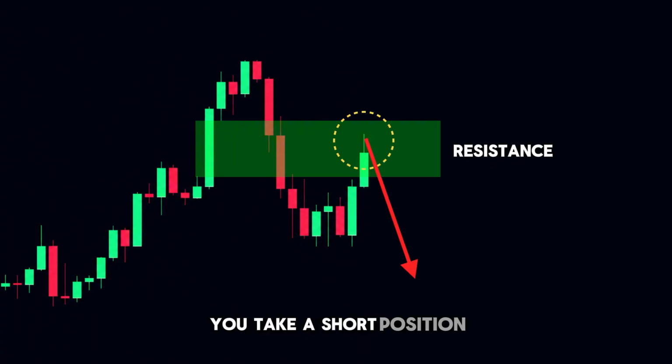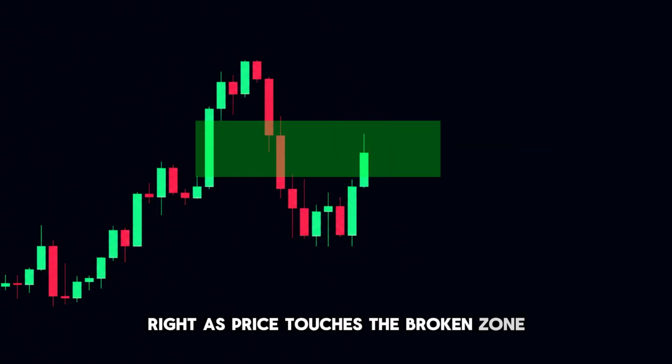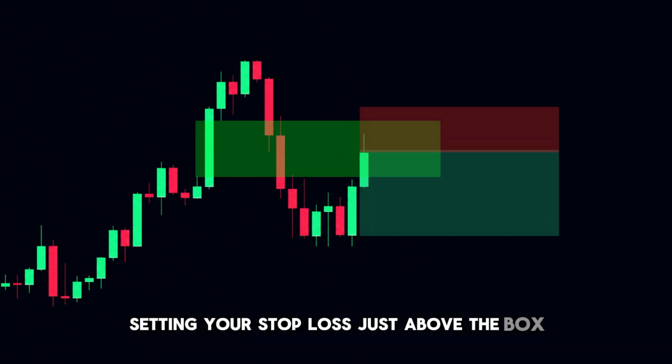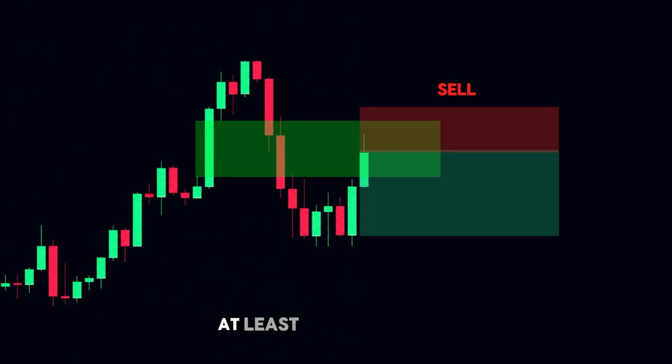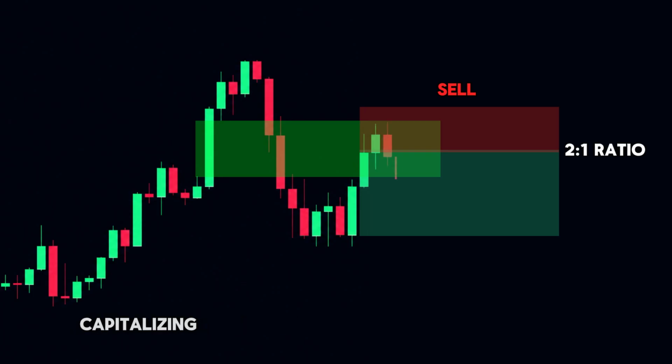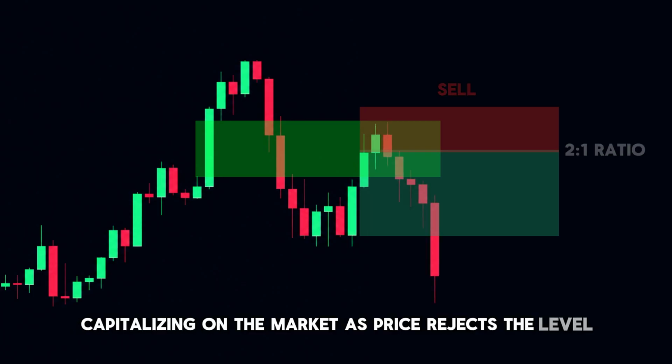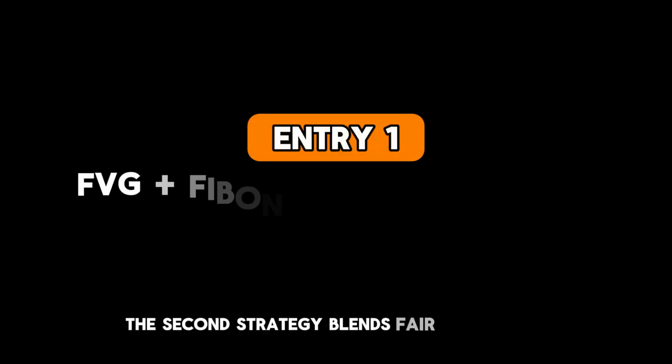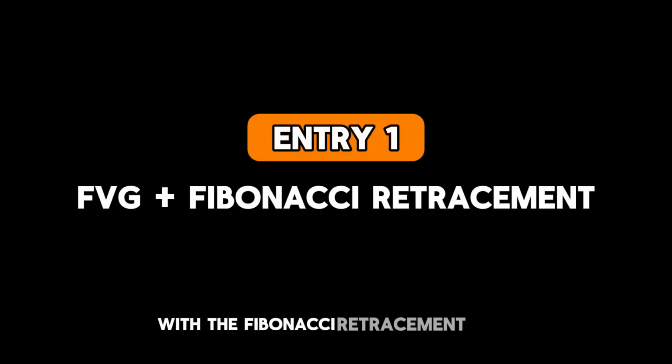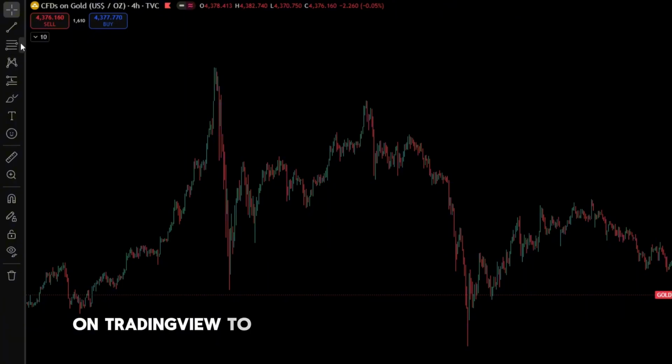You take a short position right as price touches the broken zone, setting your stop loss just above the box and targeting a profit distance at least twice your risk, capitalizing on the market as price rejects the level. The second strategy blends fair value gaps with the Fibonacci retracement tool on TradingView to create high probability confluence.